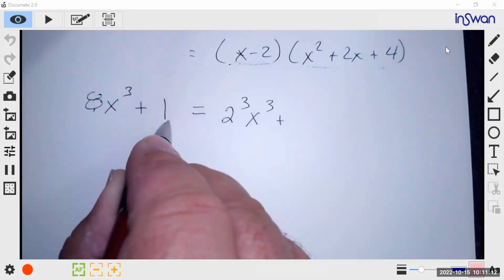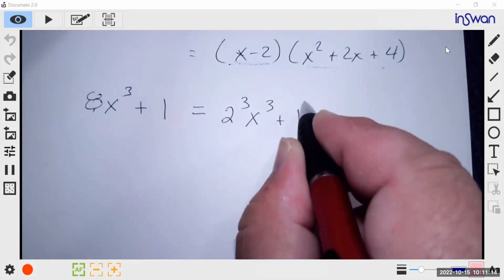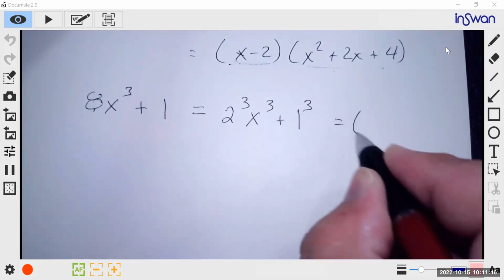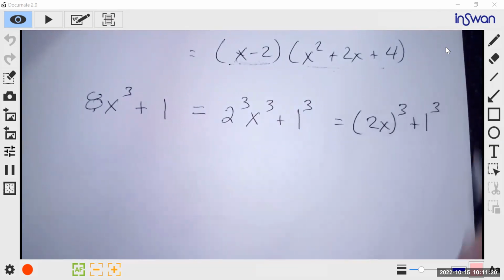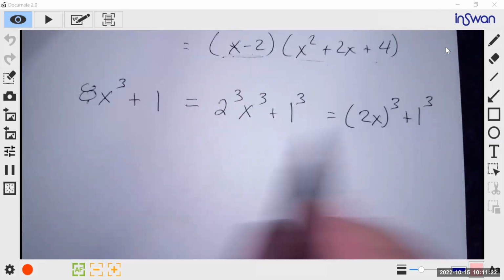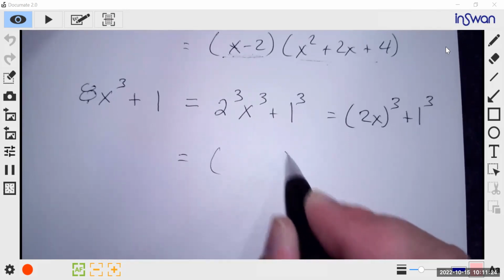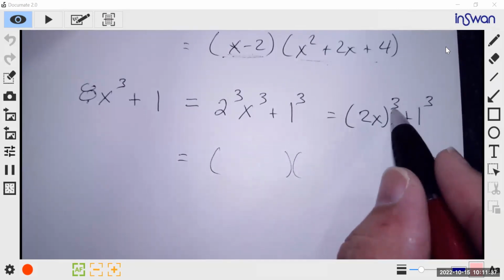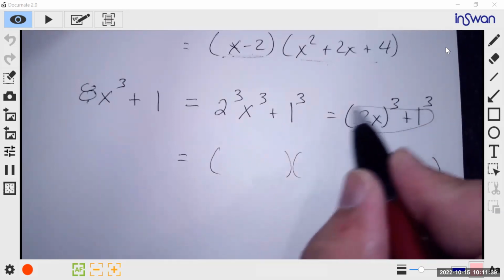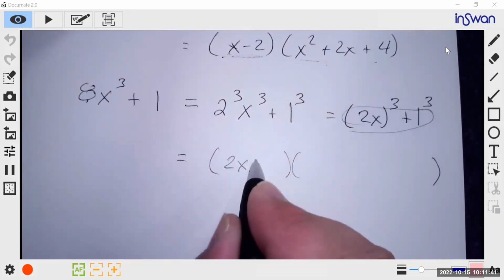Is 1 a perfect cube? Yes. So this can be written as 2x cubed plus 1 cubed. So we have 2 cubed. So in the first parenthesis, what goes there? It's whatever's under the cubes. 2x plus 1. Yep.